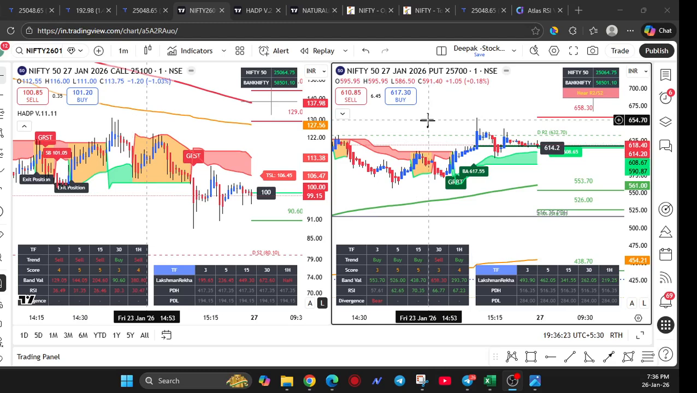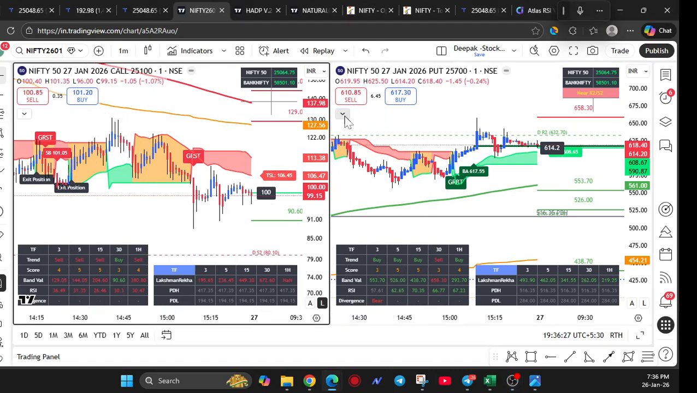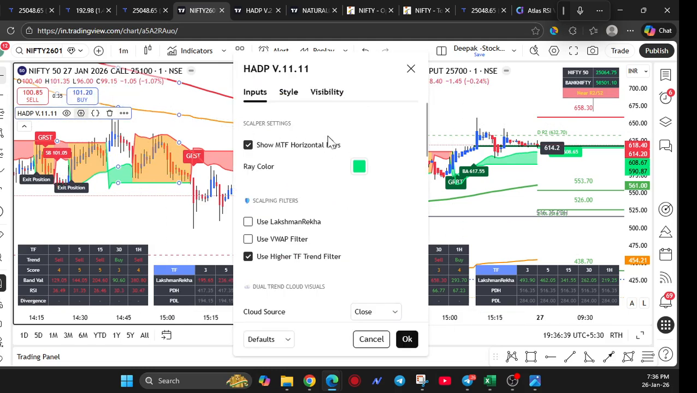Quite a few changes have been done on the indicator. So what we will do is first look at the components of this indicator. I'll go to the settings of this indicator and show MTF horizontal rays.